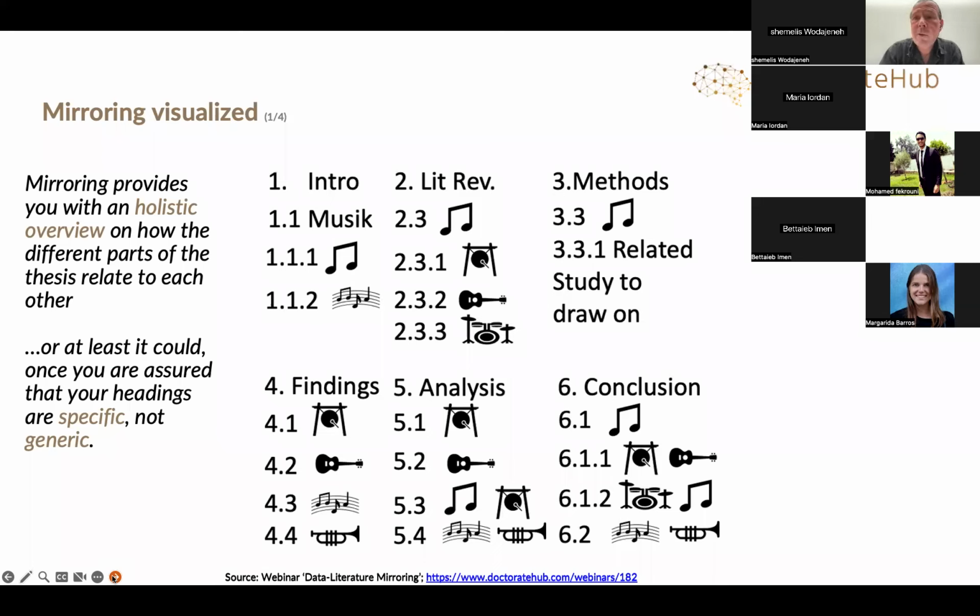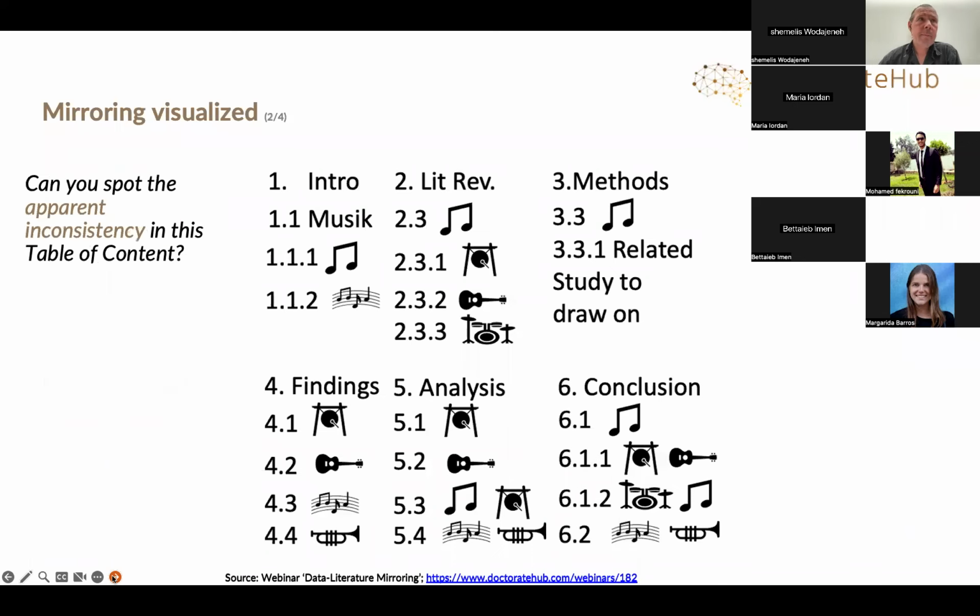it means it's not only one background of the problem, but you say music and composition, and then you would say 1.1.1. What is it about? It's about notes. And 1.1.2 looks into the composition of notes and how that converges into music, right? So you have very specific headings that exactly tell what each chapter is about. And by doing so, you can immediately spot inconsistencies.